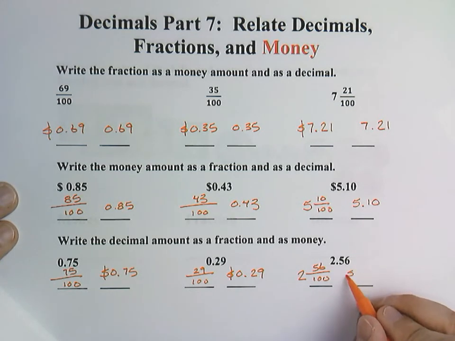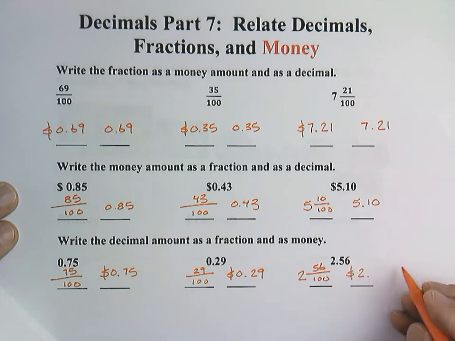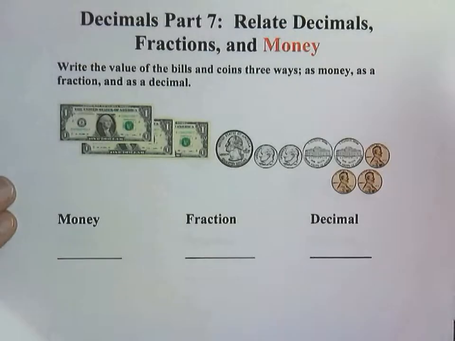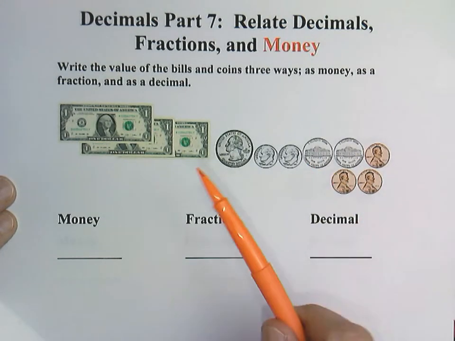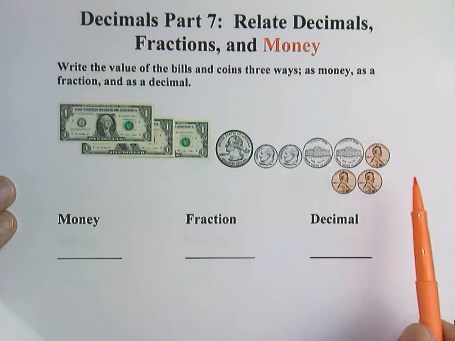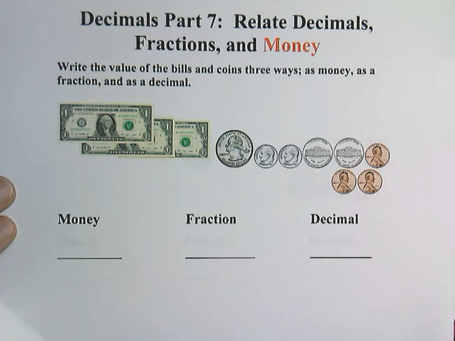And in money form would be $2.56. I'm going to double check, make sure I got that right. All right, looking good. Last thing we'll need to do to make those connections is to look at a mixture of bills and coins and then to write them in 3 ways. So let's see if we can do that.